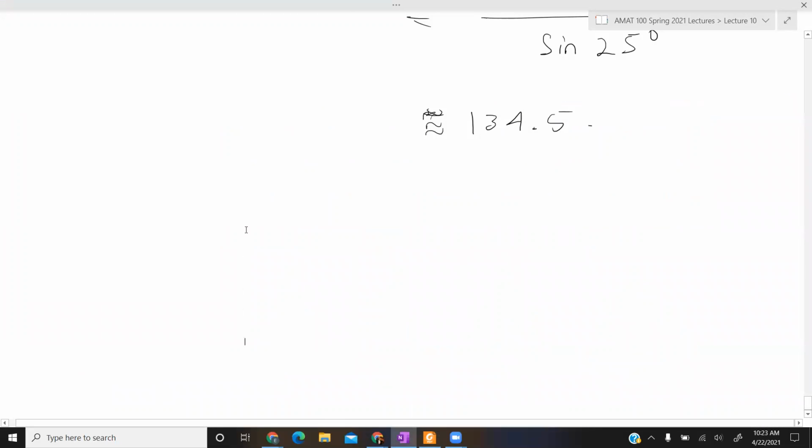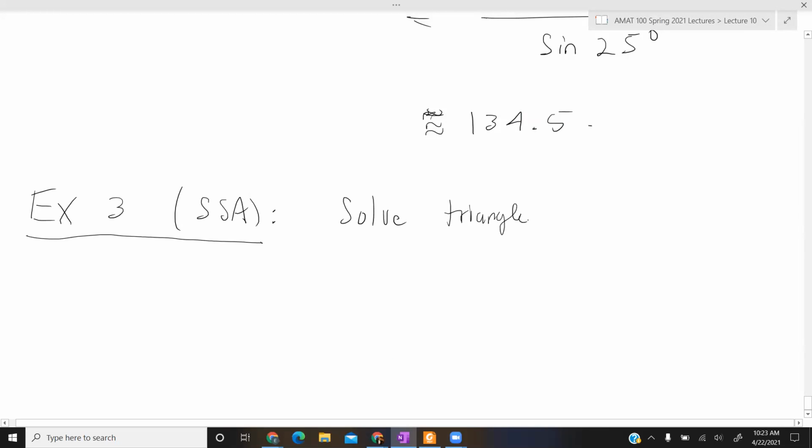This is example 3, a side, side, angle case. We're asked to solve a triangle called ABC. We're told that angle A is a 45-degree angle. We're given the length of a, which is 7 times root 2, and then we're given b. So we're given 2 sides and an angle.